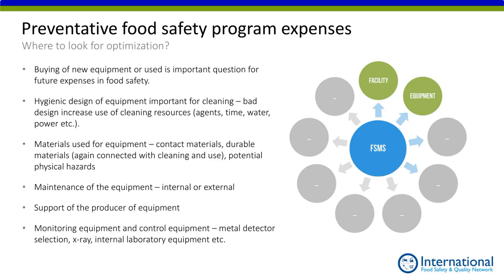I will mention here, for example, some monitoring equipment and control equipment. For example, you are buying a metal detector, and you can cut on expenses, first of all, by metal detector selection. You need to think about which products are going to pass the metal detector. Do you need a metal detector that is mounted on a pipeline, or a metal detector that is used for passing packed boxes of product? Additionally, do you need a metal detector with a system of removing product if something is detected, or do you need a system that shows the alarm, or a metal detector that only stops the production line? Then this could be very cheap for you.